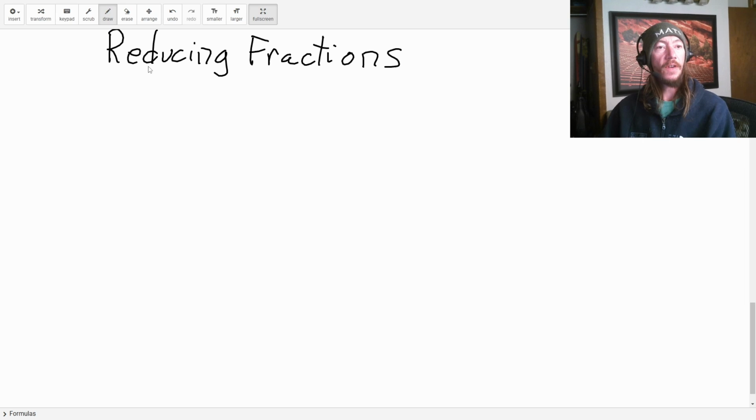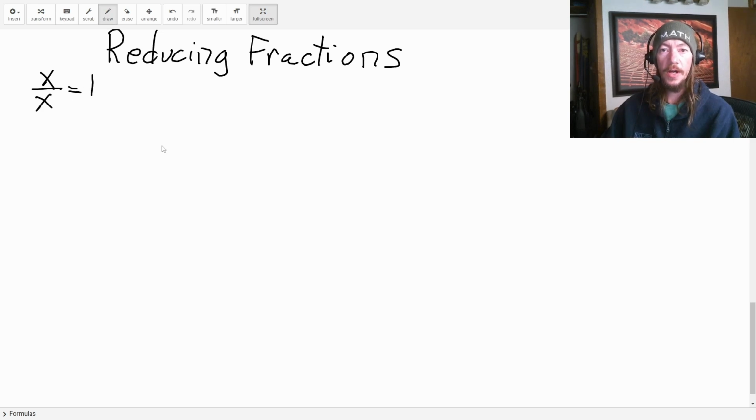What does it mean to reduce fractions and why do we do it? Well, it all comes from the fact that these two facts: anything over itself is equal to 1, and 1 times anything is equal to that thing. So what do I mean by that?